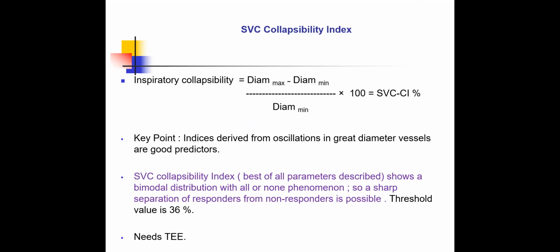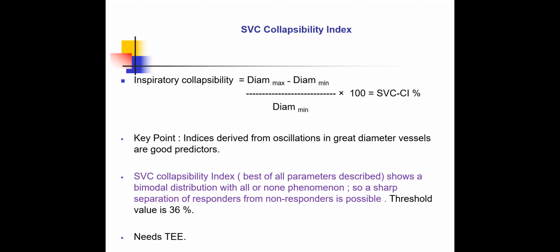And in fact, the SVC collapsibility index is considered to be the best of all parameters described. Remember, if you get an MCQ to answer which is the best dynamic index from stroke volume derived parameters, your answer would be pulse pressure variation, right? Or if there is delta down, delta down. So delta down and PPV constitute the best from the stroke volume derived. In case you get all the dynamic indices, covering all the dynamic indices, then the answer is SVC collapsibility index.